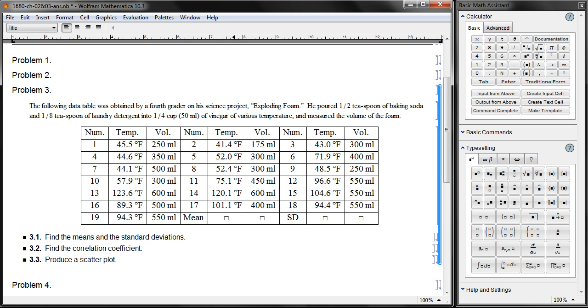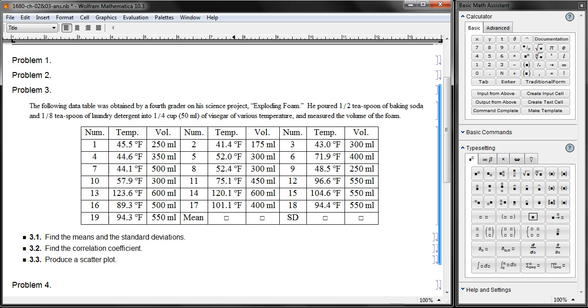The following data table was obtained by a 4th grader on his science project, Exploding Foam. He poured 1/2 teaspoon of baking soda and 1/8 teaspoon of laundry detergent into 1/4 cup of vinegar of various temperatures and measured the volume of the foam that rises. And here's the data set.